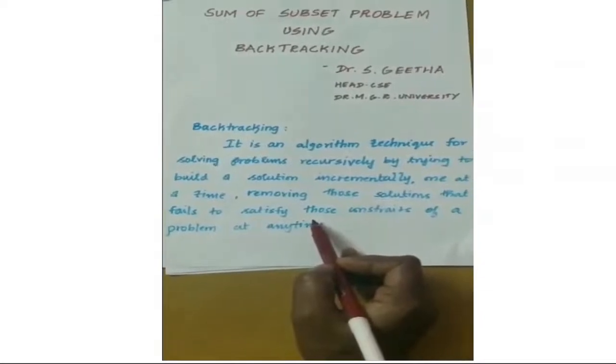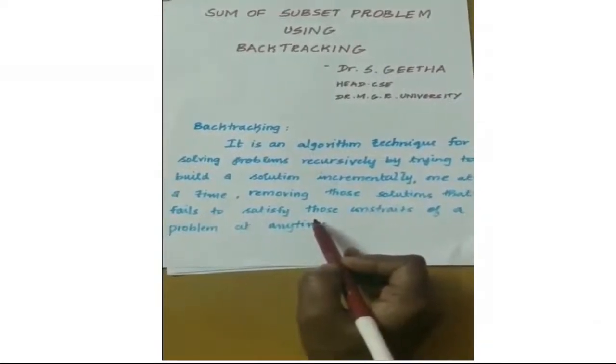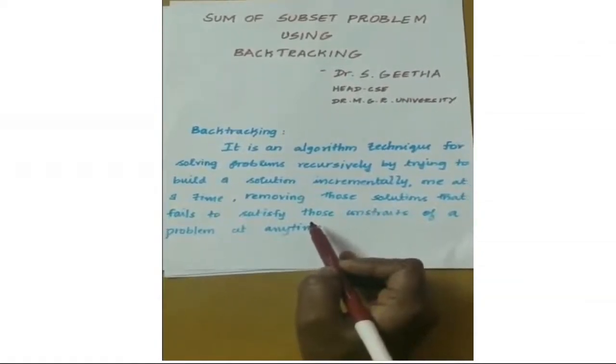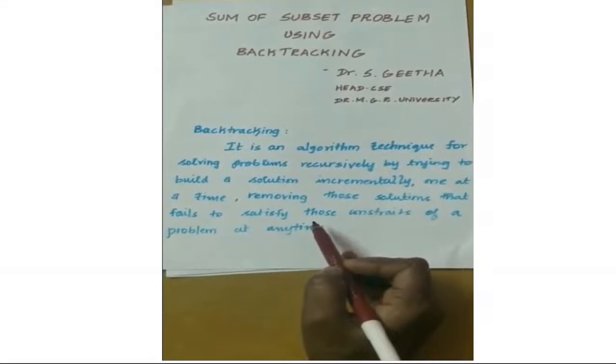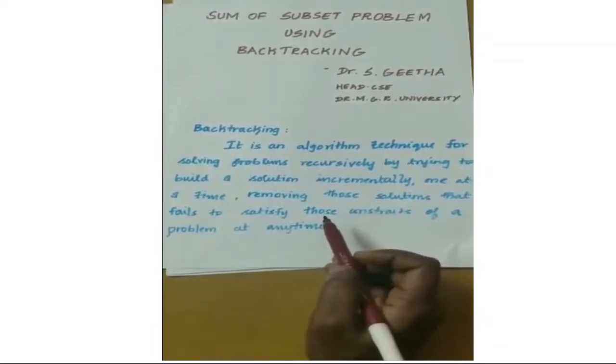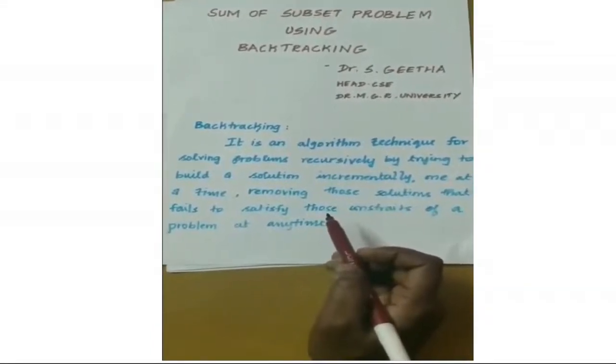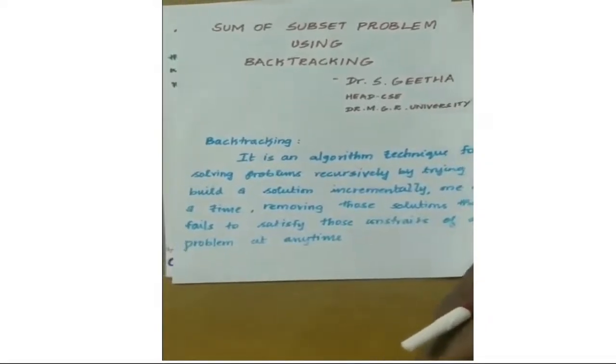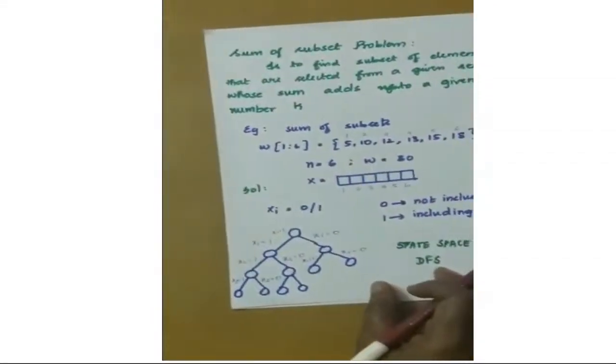Simply we can say the backtracking approach provides a solution to computational problems, notably constraint satisfaction problems. If it satisfies the constraint, it will just proceed with that. If it is not satisfying the constraint, it will just kill it. So by using the backtracking approach, we are just going to solve the sum of subset problem.